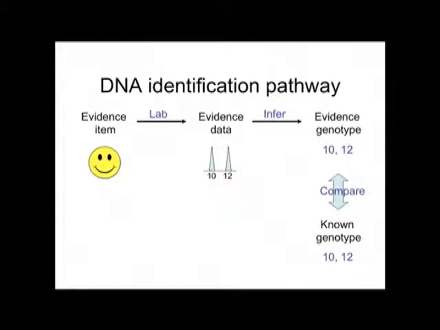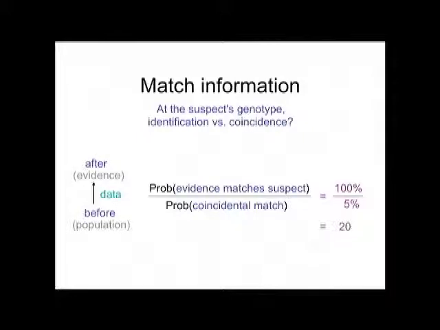From this very clean and simple data, one can readily infer that the genotype is the 10-12 that corresponds to the two peaks, which are the two lengths of alleles that the person has. Once that genotype is inferred as a 10-12, comparison can get made to a known genotype and a match can be declared. How much information is in a match?